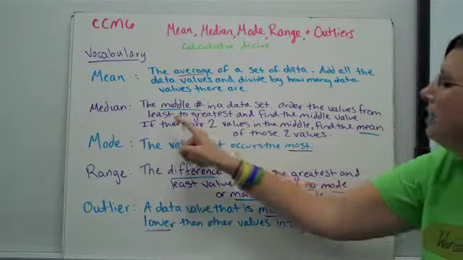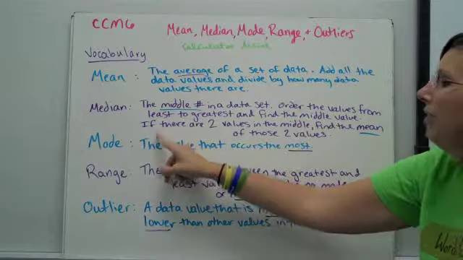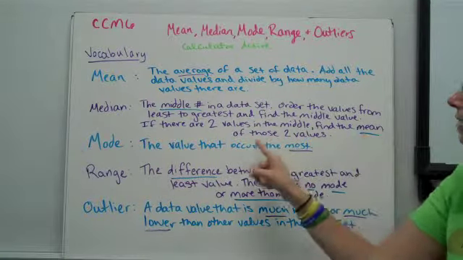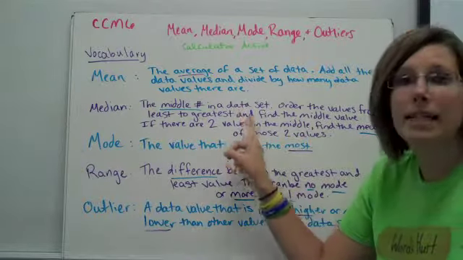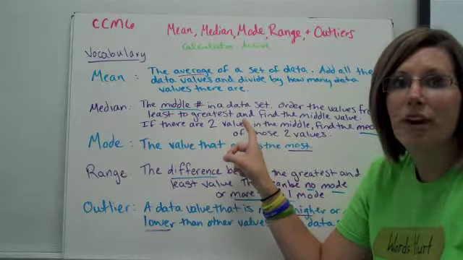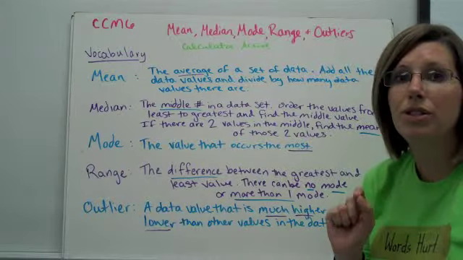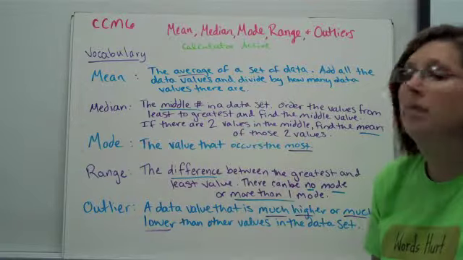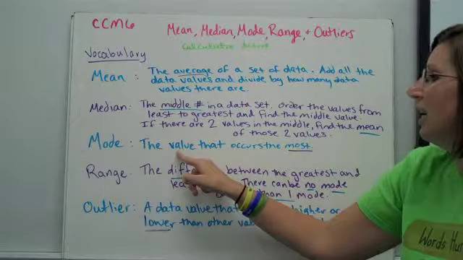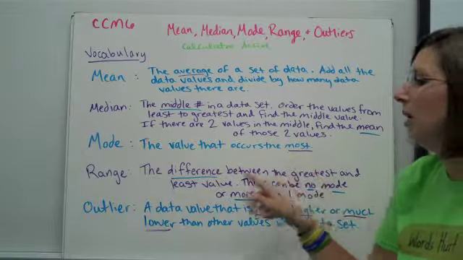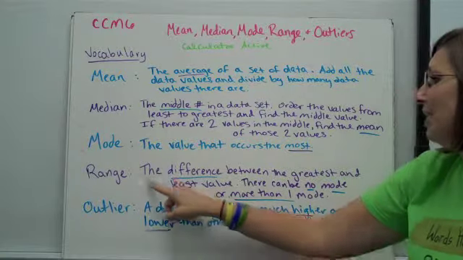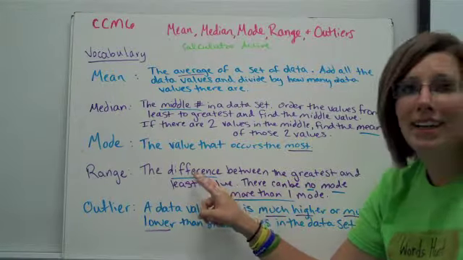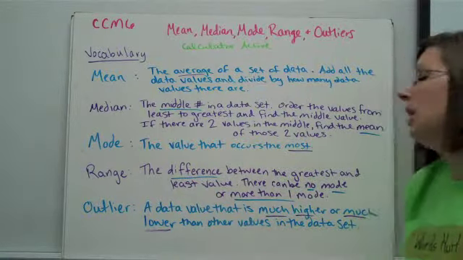The median is the middle number in a set of data. Order the values from least to greatest and find the middle value. If there's two values in the middle, find the mean of those two values. So in this situation, to find the median, you are going to have to list your data values in order from least to greatest. Don't forget that part. The mode is the data value that occurs the most. Range is the difference between the greatest and the least value. Difference in math means subtract.